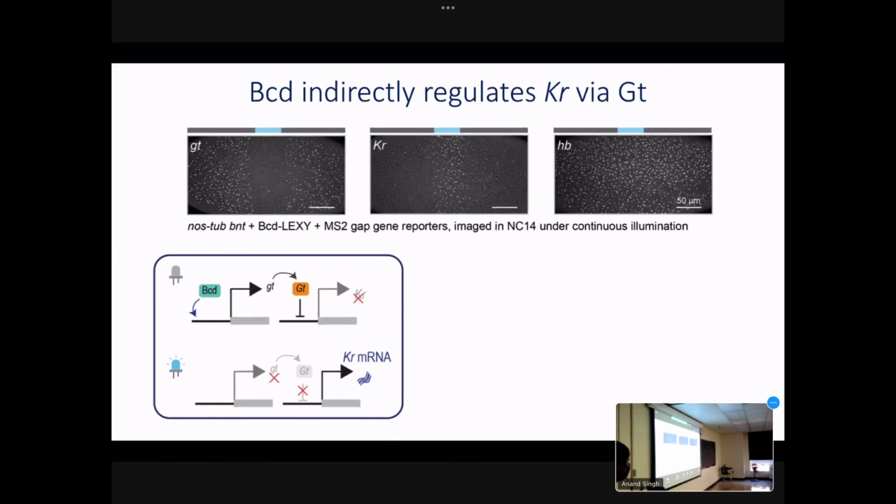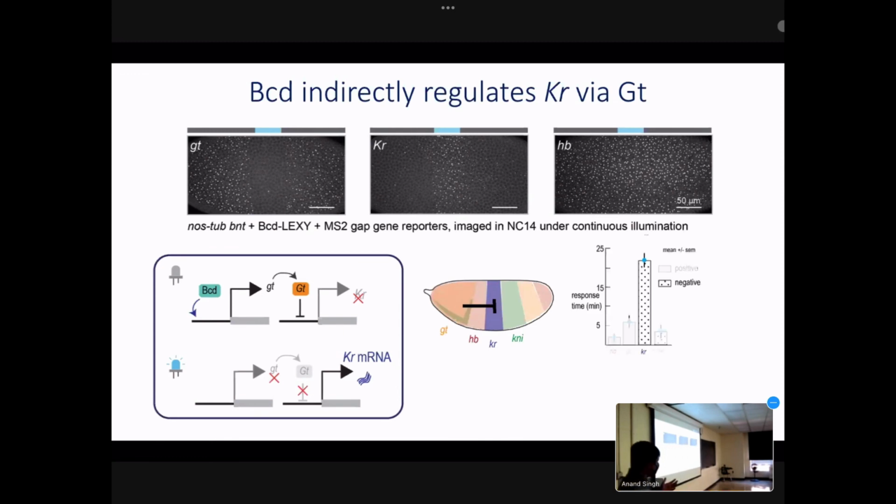Now with this tool, you could find out how these nodes are connected in time and also their relative strength. But in blue light, you remove most of the Bicoid. That's why you don't have giant, and Krüppel comes up. What is activating Krüppel? We still don't know, because it was thought Bicoid should work as an activator. That explains why we have this long delay of 22 minutes, because any given perturbation needs to go via giant for Krüppel.